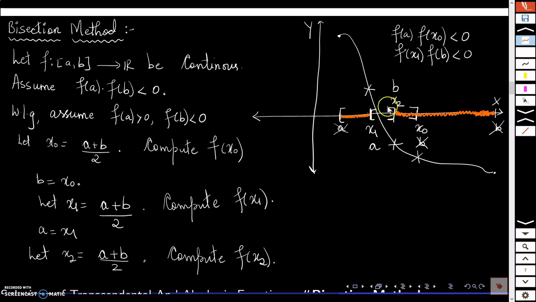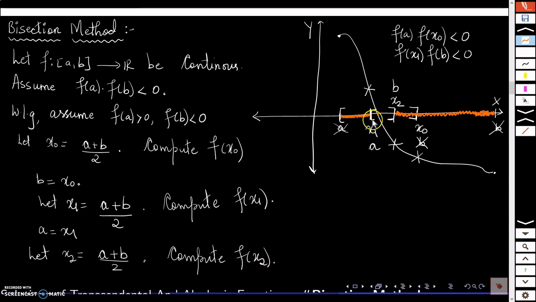Correct? So in this way, you keep on dividing this interval, and if you see, you are coming closer and closer to the root. Okay, the root is sitting here. This is the root. And at each step, you are coming closer and closer to the root. Okay, so depending on what error you can tolerate, depending on that, you are going to stop the process and you are going to get the approximate root.